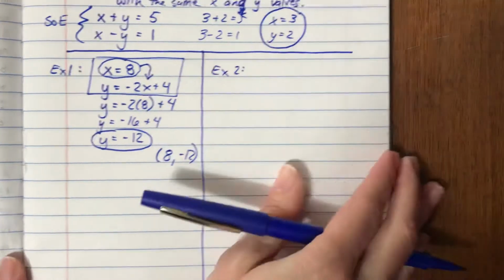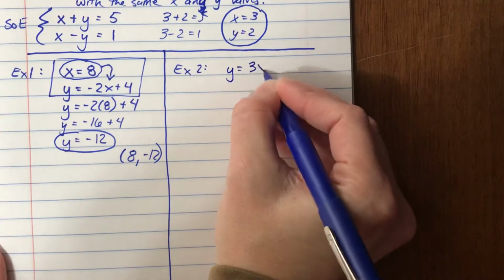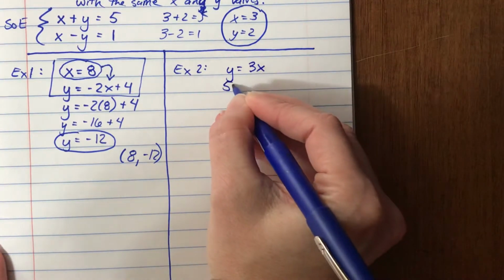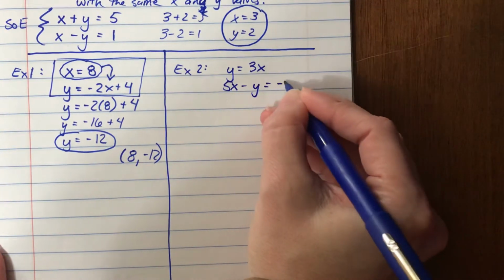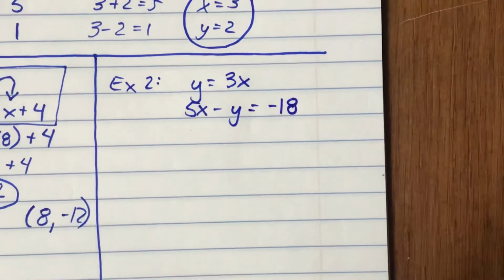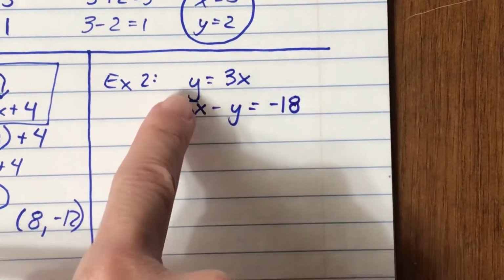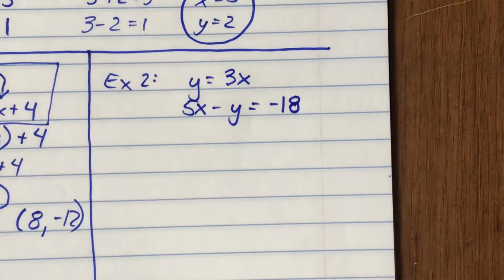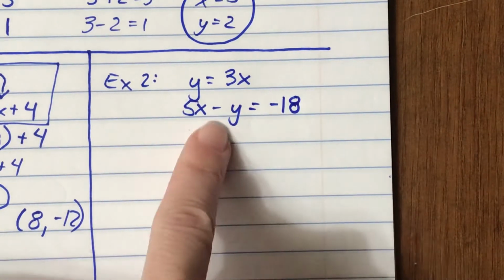All right, let's look at another example. Example number 2. Our system is going to look something like this. y is equal to 3x, and then 5x minus y is equal to -18. So now we have two equations that are a little more complicated, and we aren't just given one value like y is equal to 3. We're given that y is equal to 3x, and then we have this piece of the second equation as well.